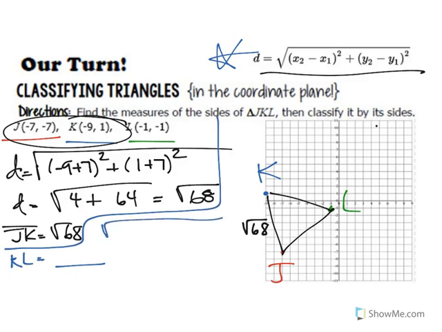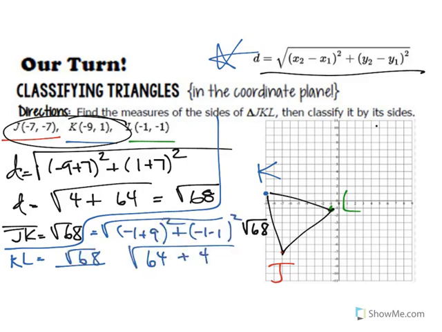And on this one particular one here, I'm going to go a little bit quicker, get the distance formula for KL. Once I substitute my values for KL into the distance formula, I realize as well it is the square root of 68. So this is also, at least, an isosceles. We may even have an equilateral.